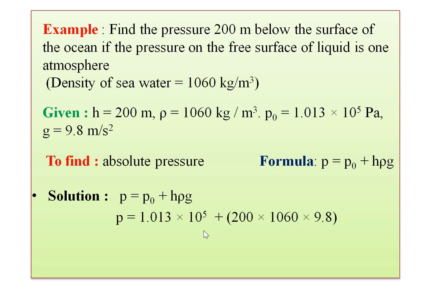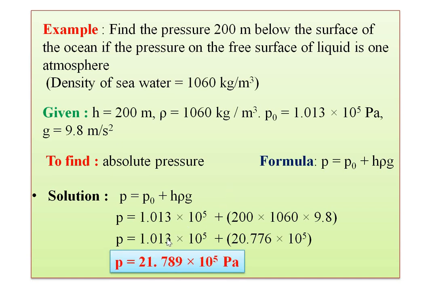As per basic mathematics, first we solve the bracket. The pressure is the atmospheric pressure 1.013 into 10 raised to 5 plus, solving this bracket, we get 20.776 into 10 raised to 5. Adding these terms we get the final answer for the absolute pressure, 21.789 into 10 raised to 5 Pascal. So this is the 2 marks problem asked in the board exam also.